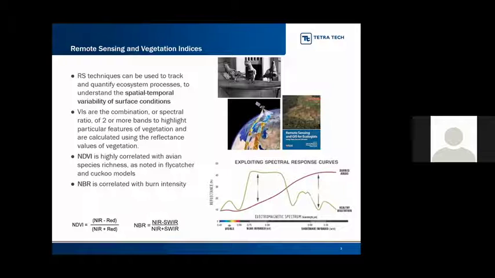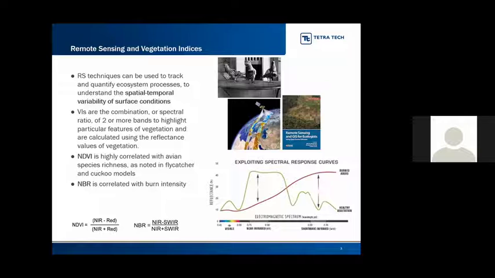So these vegetation indices are really just used to construct a temporal trajectory. We can isolate areas for further analysis. And really the idea here is to exploit the reflectance curve of vegetation or soil, whatever you're looking at.